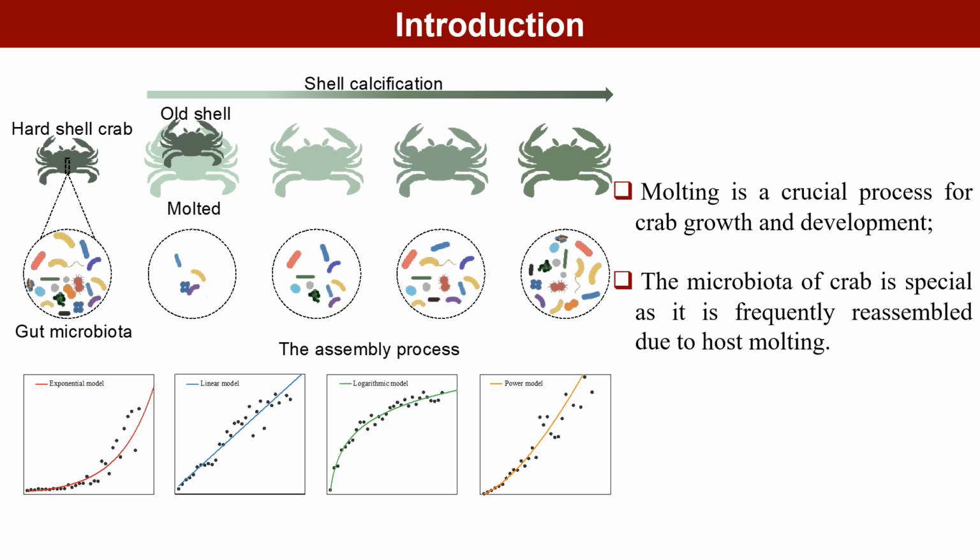The gut microbiota of animals gradually assembles and matures as the host grows. However, the microbiota of crab is special as it is frequently reassembled due to host molting. Spatially, gut segments exhibit functional differences, and segment-specific microbiota data are needed. However, the changes in the structure and function of segment-specific gut bacterial communities after crab molting still lack characterization.